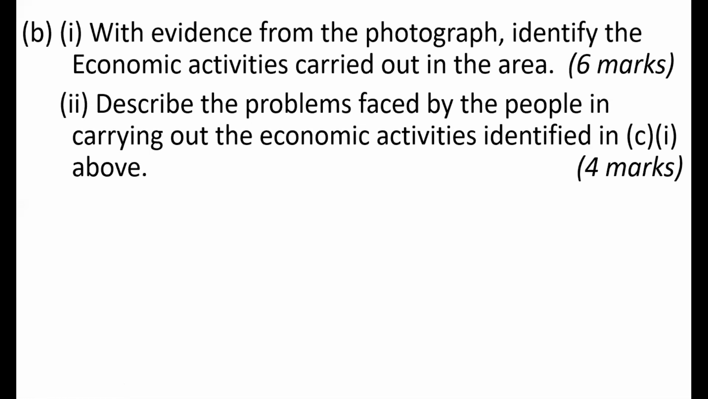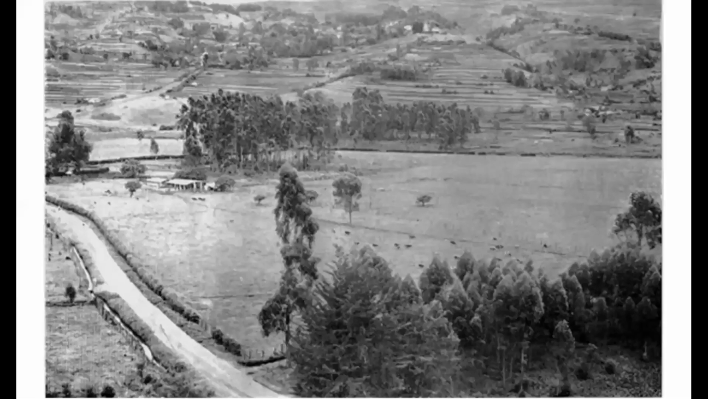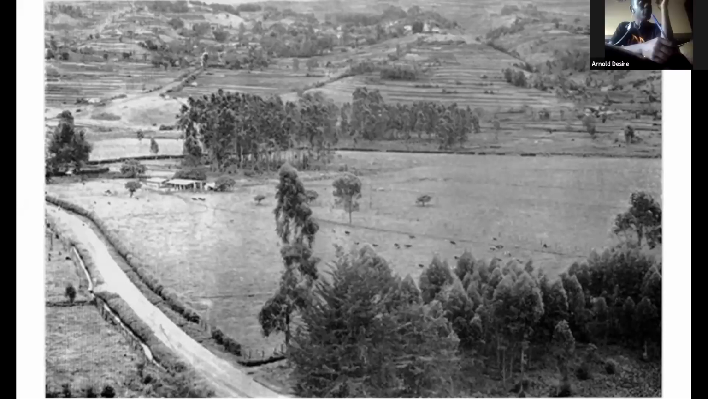Now I've got back to where we are. With evidence from the photograph, identify the economic activities carried out in the area. And this is our photograph. Just brought it closer. So from this photograph, what are the economic activities that can be observed there? Usually what they want is the evidence to show that there is the economic activity, and you have got to locate it.